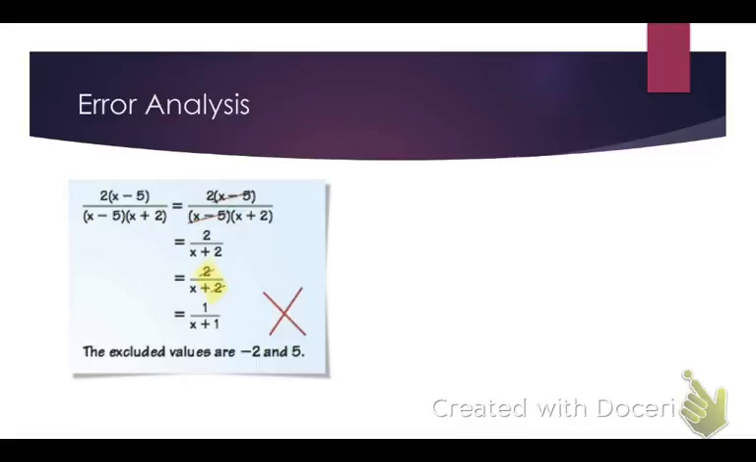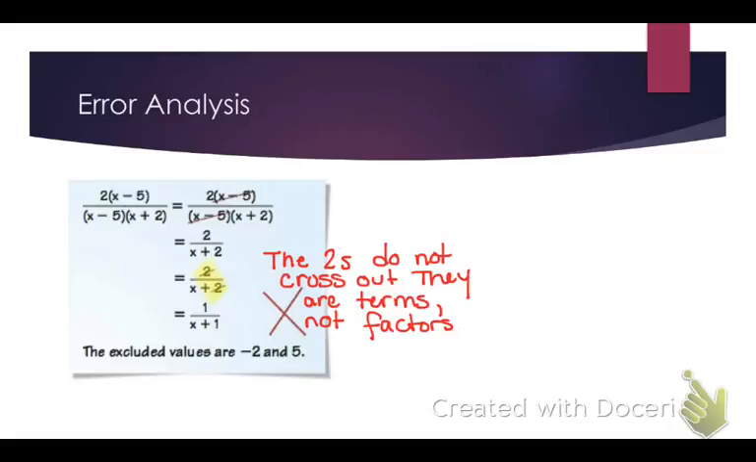And what is wrong is they canceled terms, not factors. So the answer should just be 2 over x plus 2. And it looks to me like the two restricted values are correct. Okay.